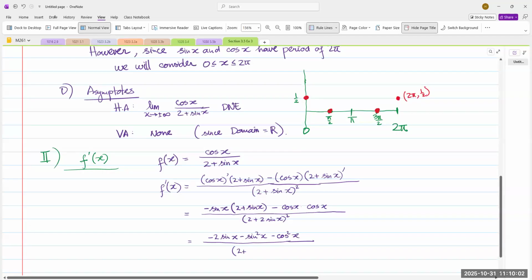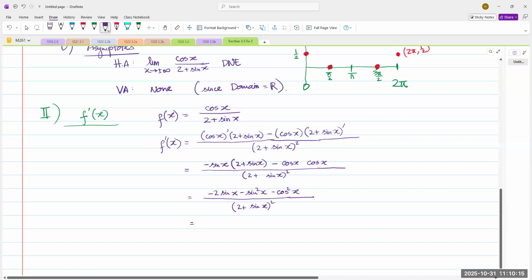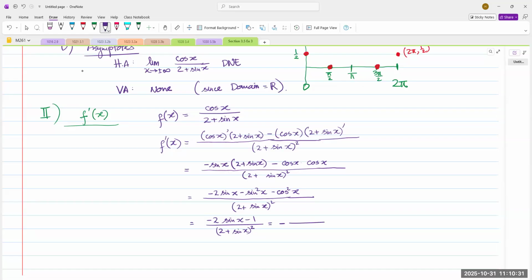2 plus, who wrote that 2 here? It should not be any 2 there. Okay, plus sine x being squared. Simplify further, this is negative 2 sine x minus 1 over 2 plus sine x squared. Let me factor the negative. So I get negative of 1 plus 2 sine x over 2 plus sine x being squared.